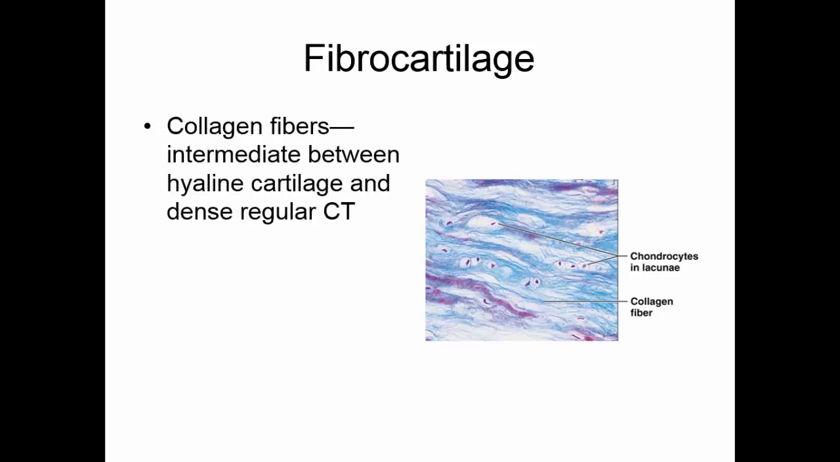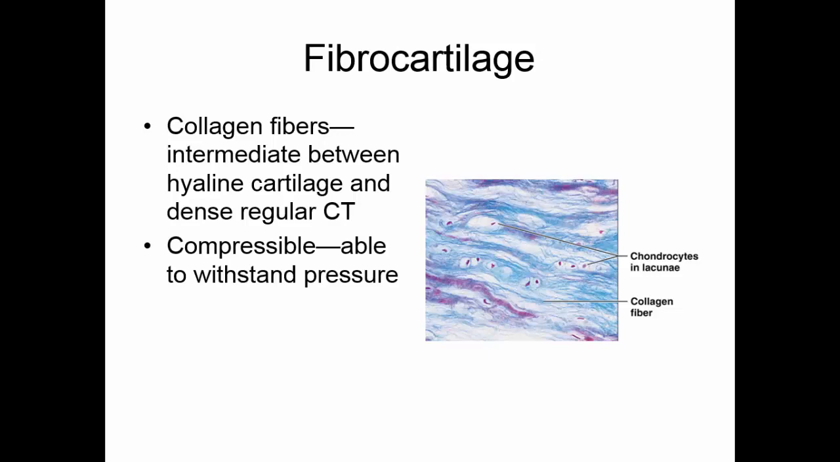And fibrocartilage has collagen fibers, more collagen fibers than we see in hyaline cartilage, but not as many as we see in dense regular connective tissue. As a result, this kind of cartilage is able to withstand high degrees of pressure. We say it's a compressible kind of cartilage. It gives very strong support. This is the kind of cartilage that's found between the vertebra of your back and in your knee joint.